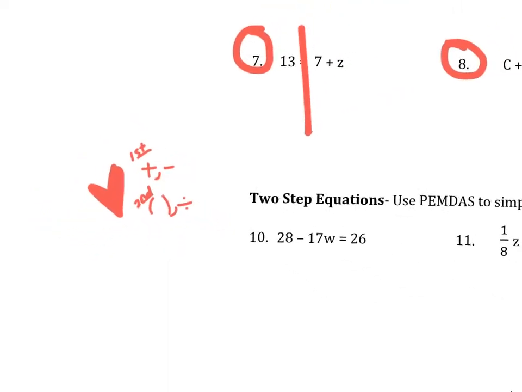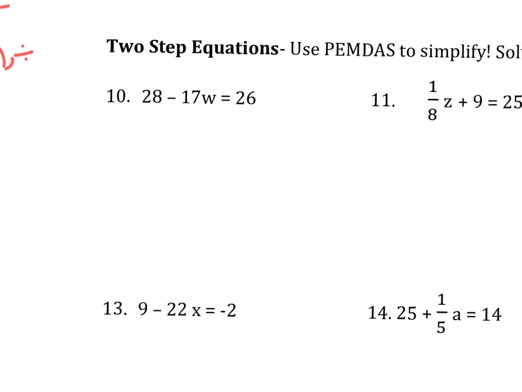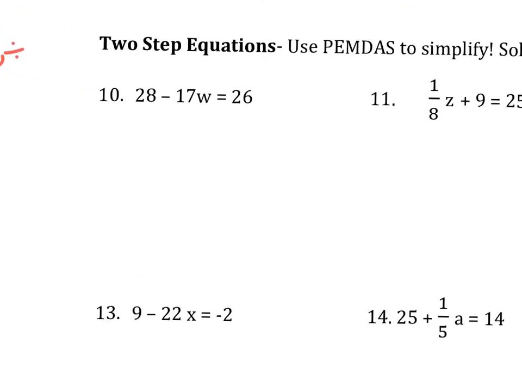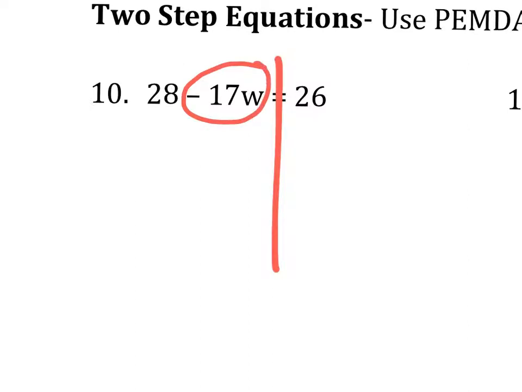All right, here we go. Number 10. So again, I'm going to draw the line down the middle and then look for my addition or subtraction. Right away, I know that this here is a multiplication. So I'm going to save that for last. It has a 17 times W. And actually, I need to redo my circle because you're supposed to include the sign that's in front. Sorry.